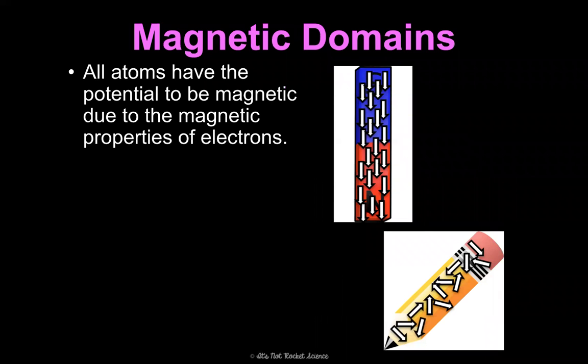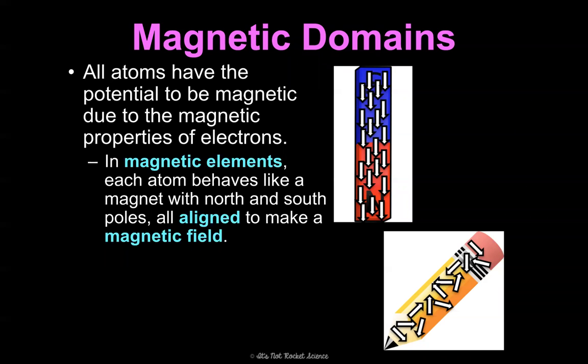Magnetic domains. Every atom has the potential to be magnetic due to the magnetic properties of electrons. Remember that protons have a positive charge, electrons have a negative charge, and electrons are much more easily removed from an atom.